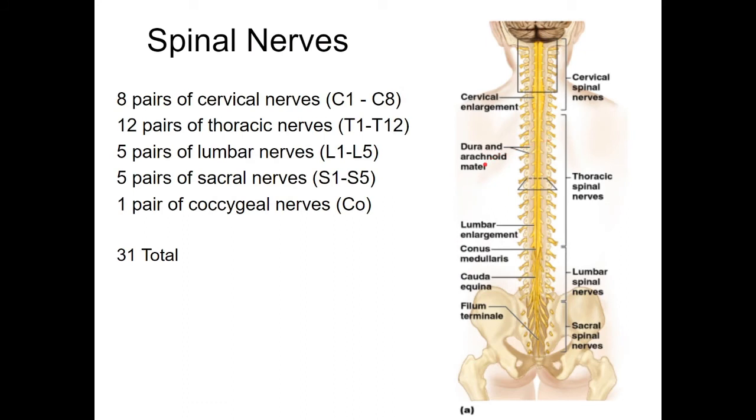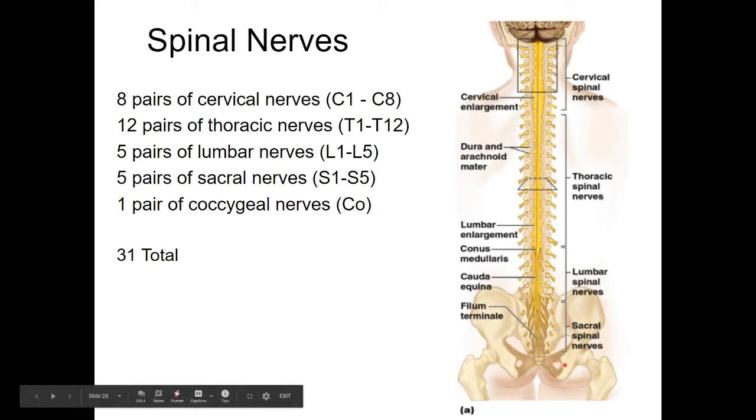Next, you have your spinal nerves. We've said there are 31 total pairs, and we've talked about where they're located before. So you have your 8 pairs of cervical nerves from C1 to C8. Then you have 12 pairs of thoracic nerves from T1 to T12. You have 5 pairs of lumbar nerves, and then 5 pairs of sacral nerves, and then 1 coccygeal nerve at the bottom.